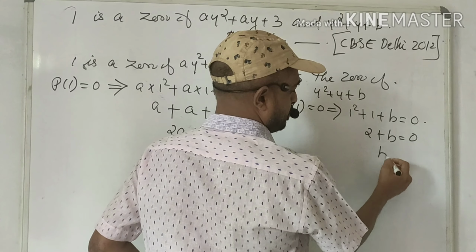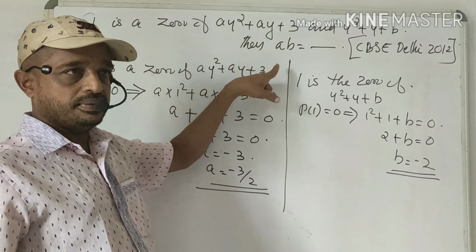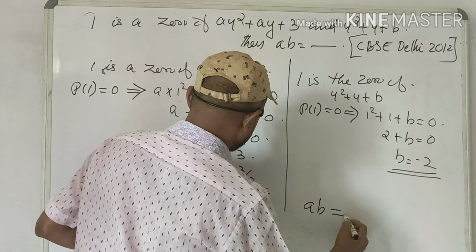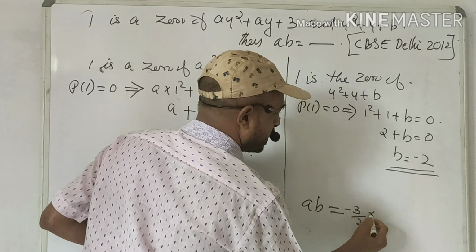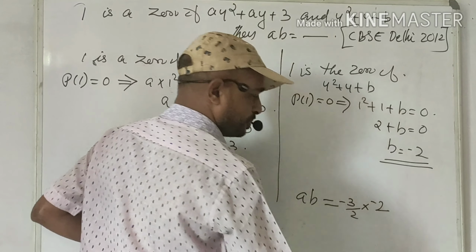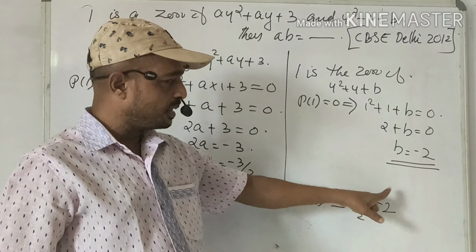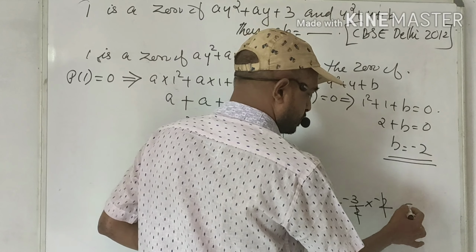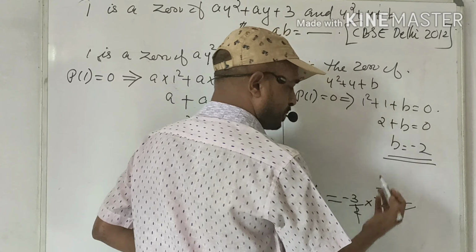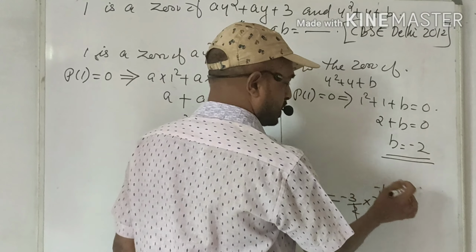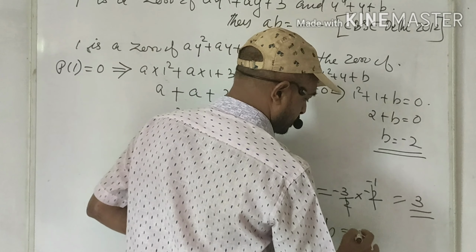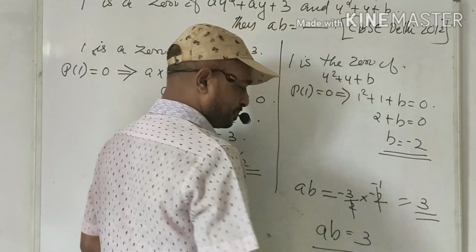See here, you have to find out the value of AB. So how do you find out the value of AB? AB is nothing but A into B. That is minus 3 by 2 into minus 2. Minus into minus is positive. So you can cancel this 2. That is, here we have minus 1. Minus 3 into minus 1 is plus 3. That is AB is equal to 3.